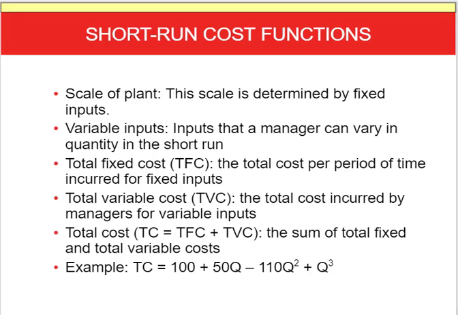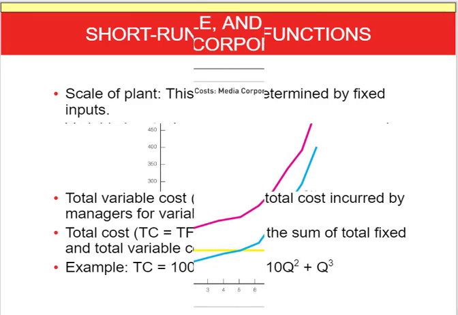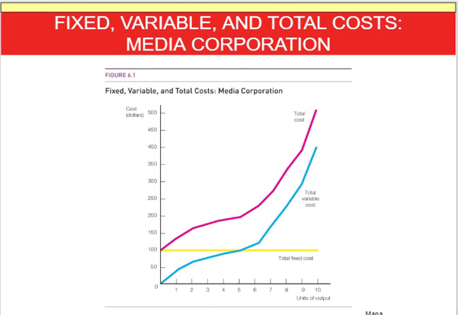But then the rest terms from 50q to q cube, those change when the output amount changes. So those 50q minus 110q squared plus q cube, as they are varying, those are variable cost in the short run.